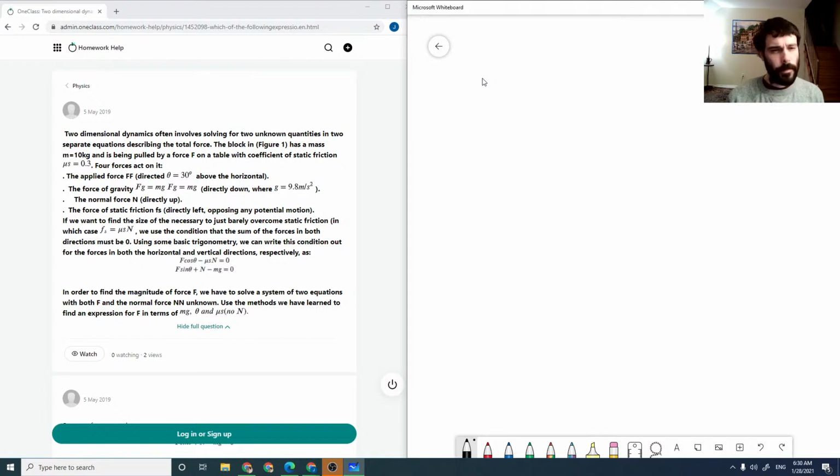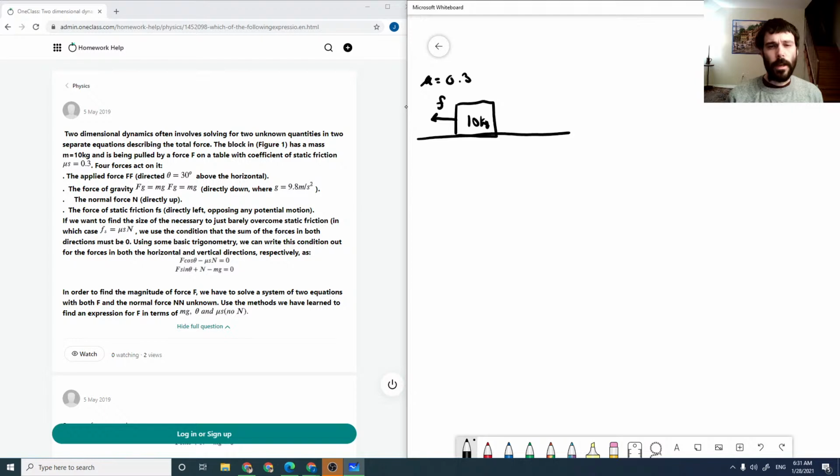We have a block, which we have no figure, but I'll just draw it. It has a mass of 10 kilograms, is being pulled by a force on a table. So we have a block, 10 kilograms, and we're on a table. And we've got some friction force in which mu is 0.3.